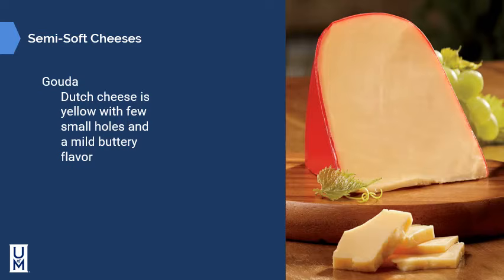Gouda, which is just so much fun to say, Gouda. Gouda cheese is a Dutch cheese, and it's yellow with a few very small holes in it, and a mild buttery flavor. Typically, because this is not a rind cheese, a lot of soft cheeses will be dipped in wax to prevent any oxygen from getting into them, which could damage the cheese.